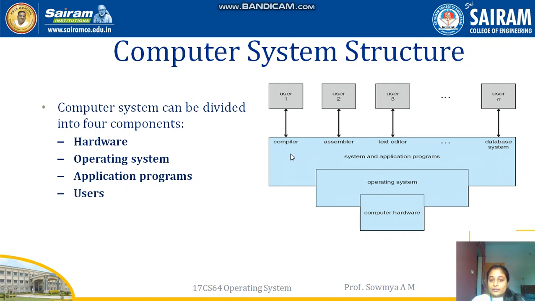So the user will access application programs, and application programs need to be run on computer hardware, which cannot be done directly. So the operating system is in between application program and computer hardware. The operating system supports your application program, meaning the user's program, to execute and give back the output to the users. This is how computer structure is classified.